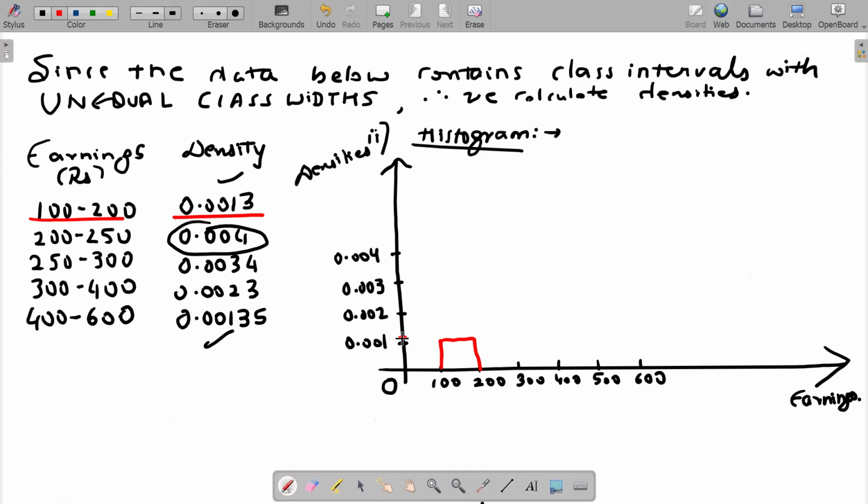Okay, then we have 200 to 250. Now guys, 250 will be this, right? Between 200 and 300, you will have 250. So 200 to 250, 0.004. This is going to be 0.004. Okay, then we have 250 to 300, we have 0.0034. So slightly above 0.003.